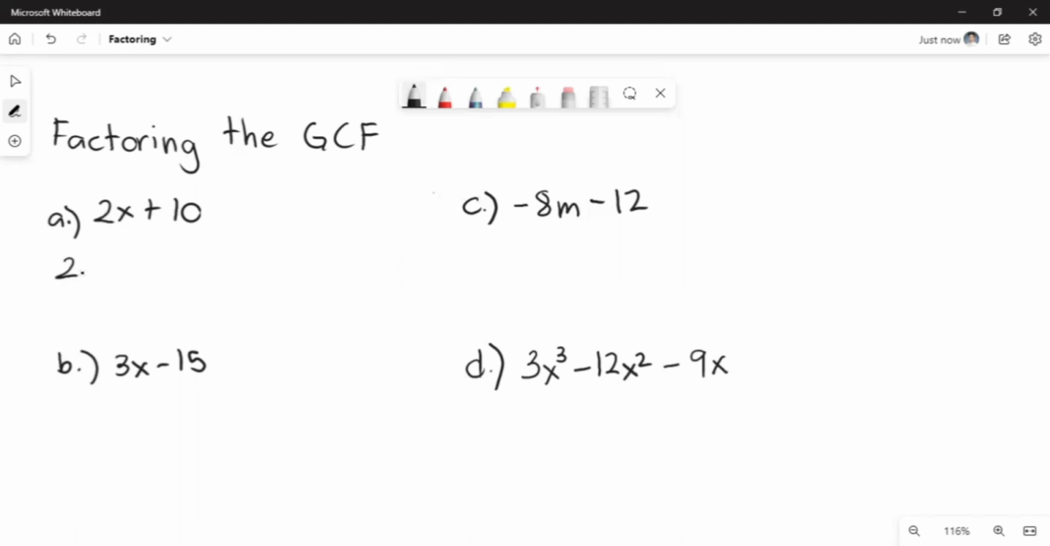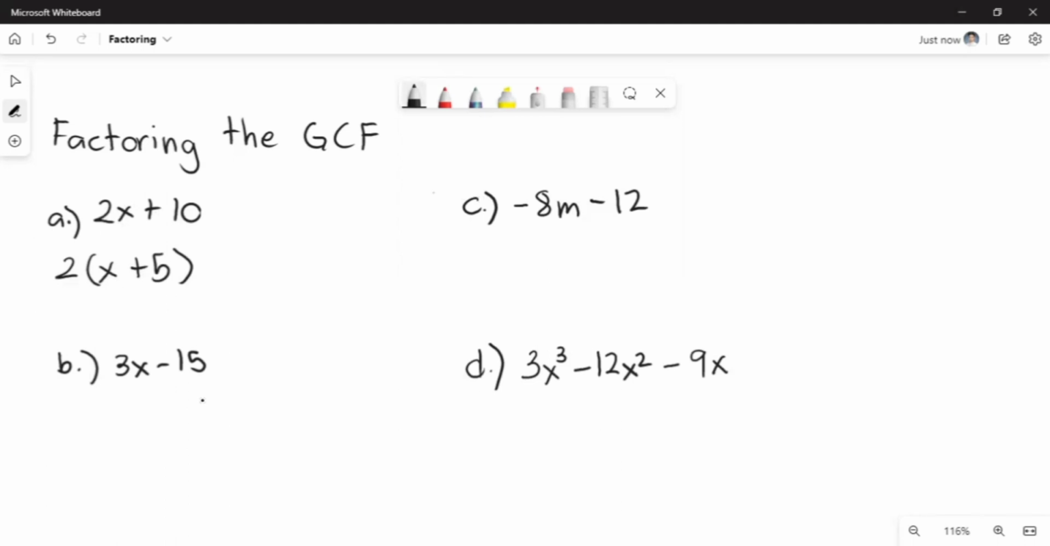Now, 2x divided by 2 is x, and 10 divided by 2 is positive 5. Therefore, the factored form of 2x plus 10 by factoring through their common monomial factor is 2 times the quantity x plus 5. Next, let's have letter B, 3x minus 15.